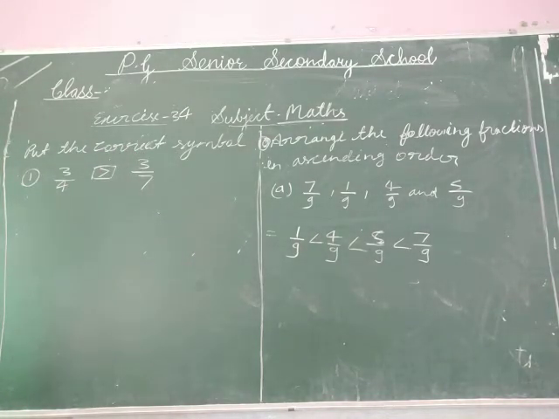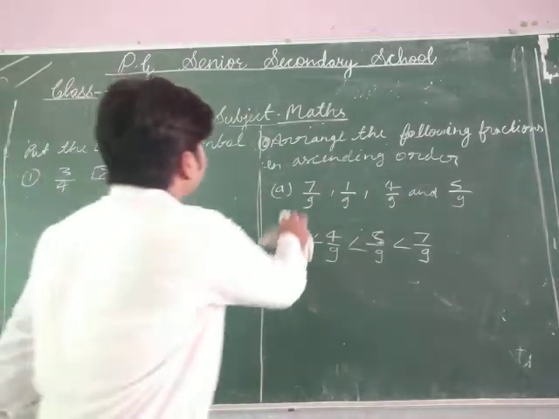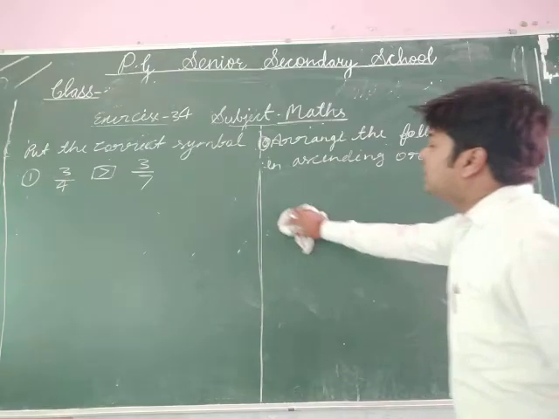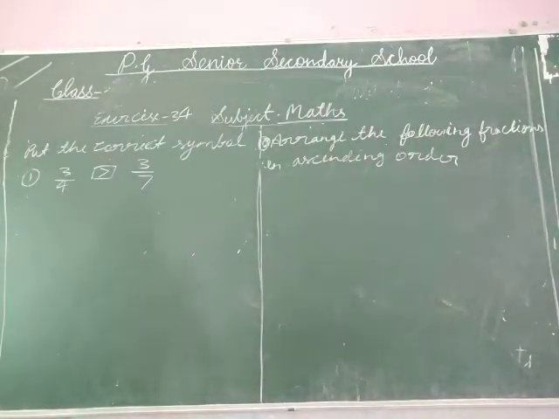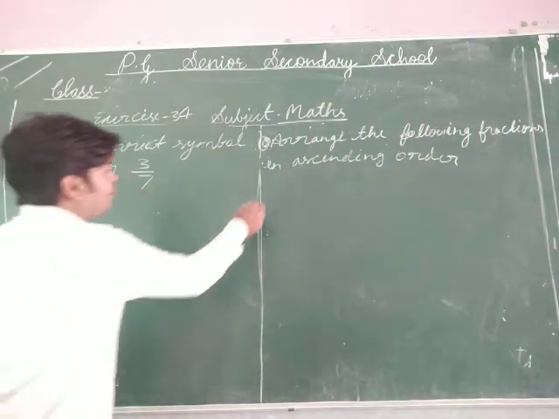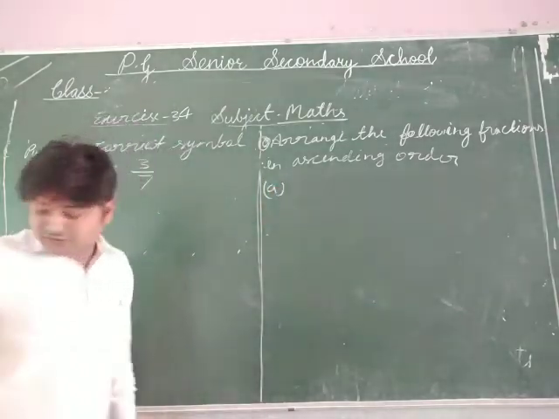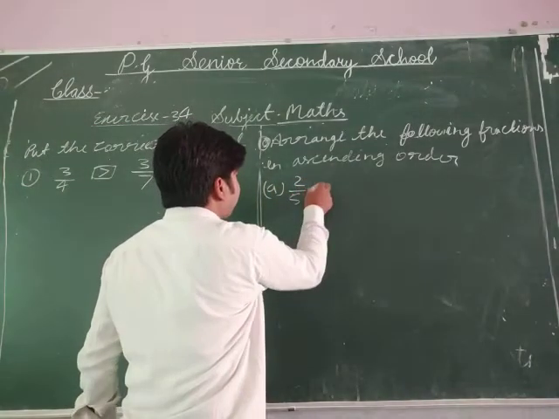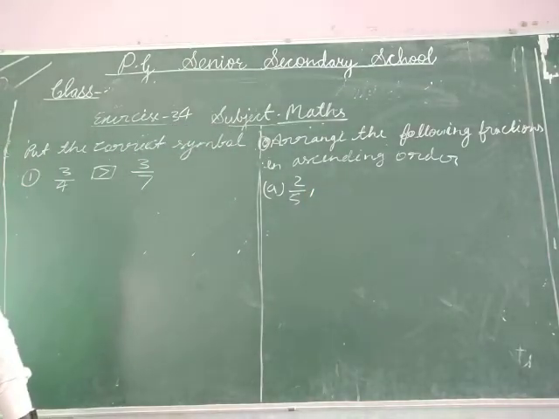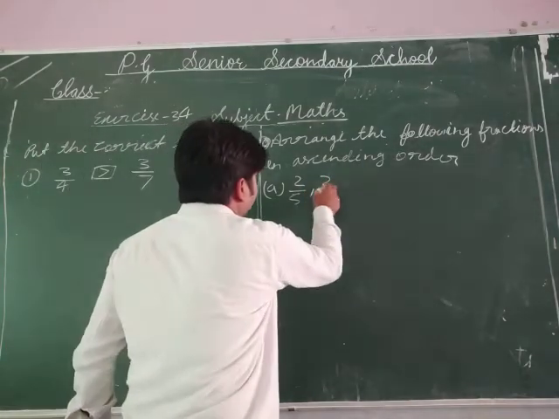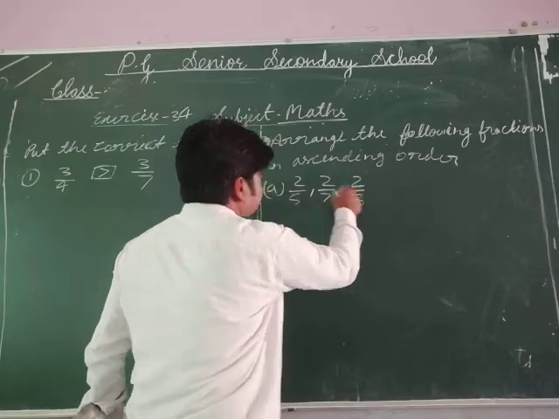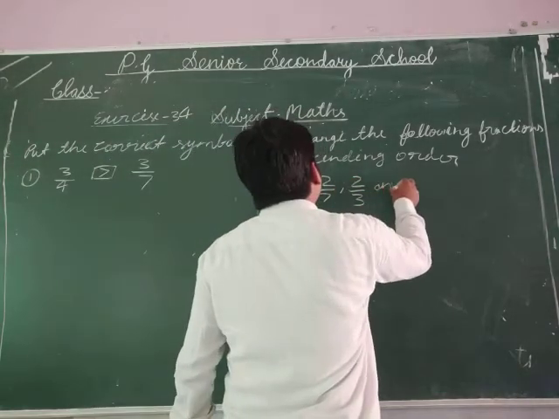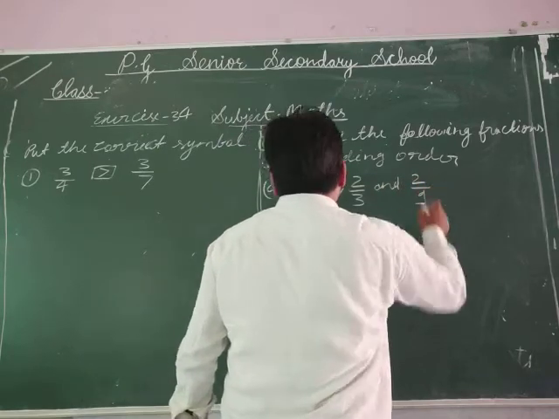What is question number 10? The question number 10 of this exercise is also arrange the following fraction in ascending order. Which fraction? 2/5, 2/7, 2/3 and 2/9.